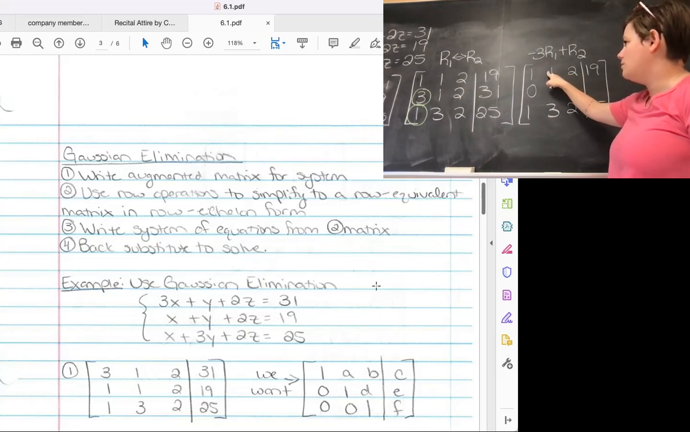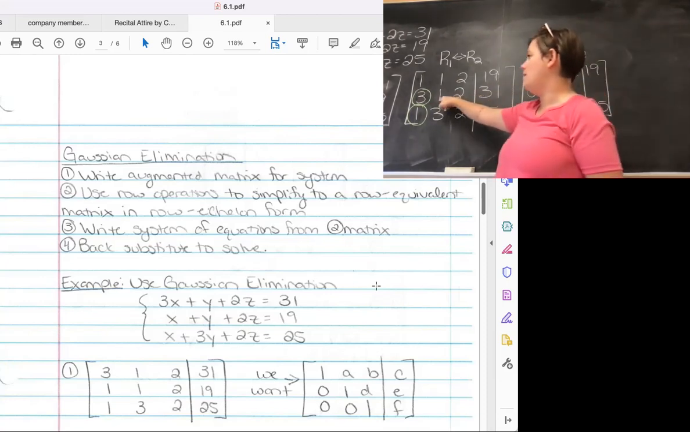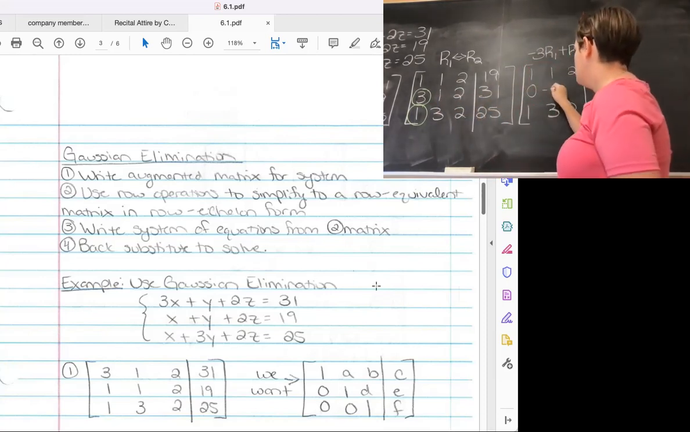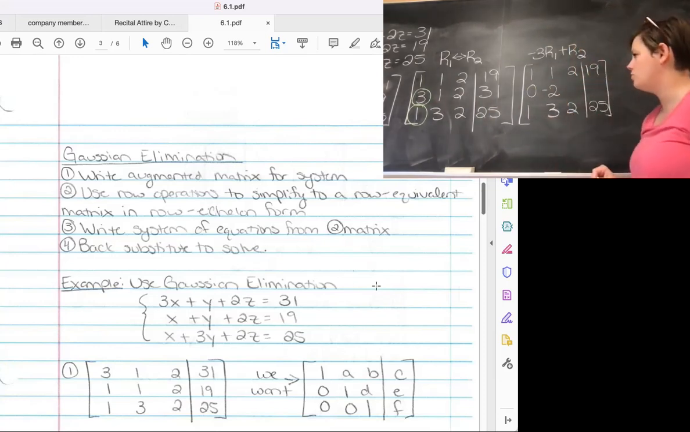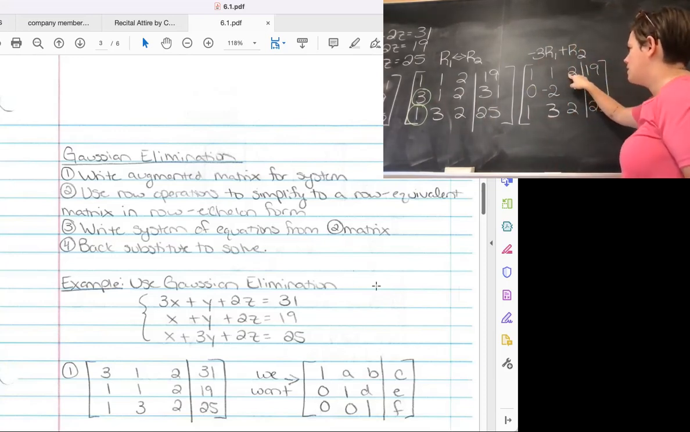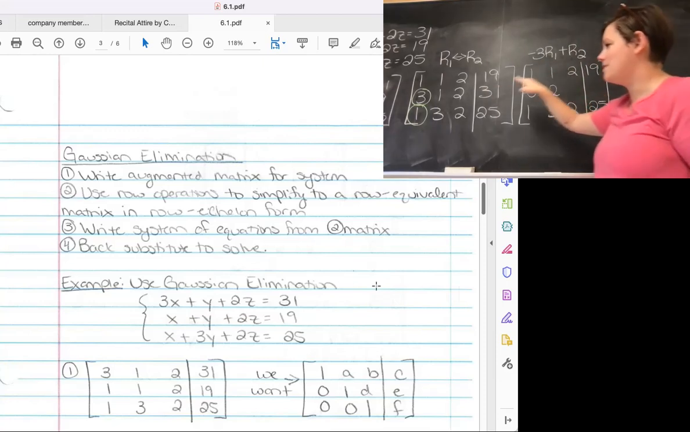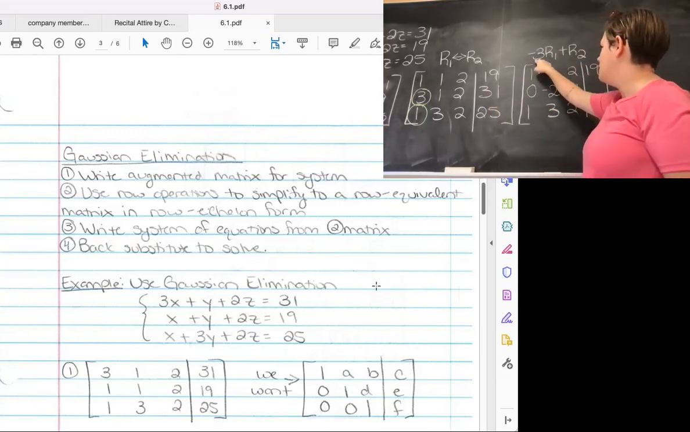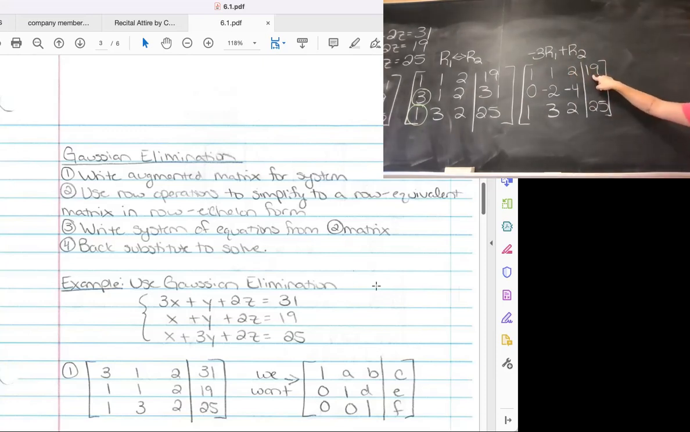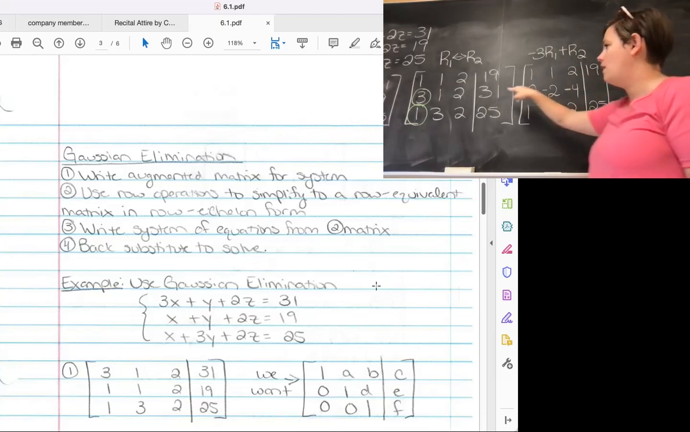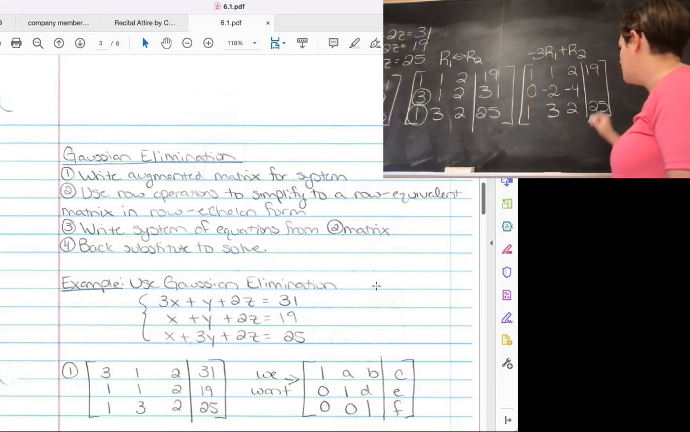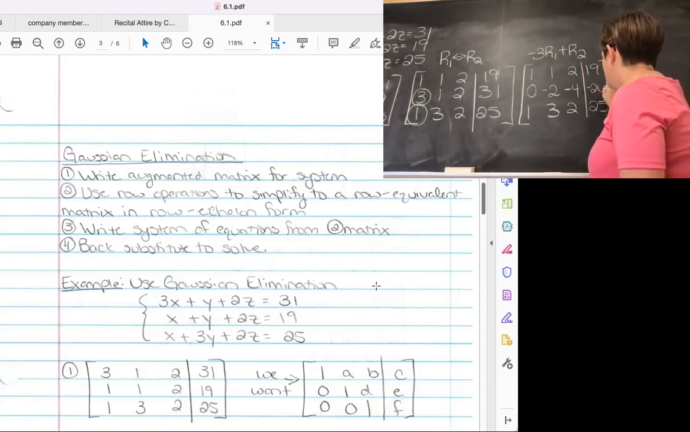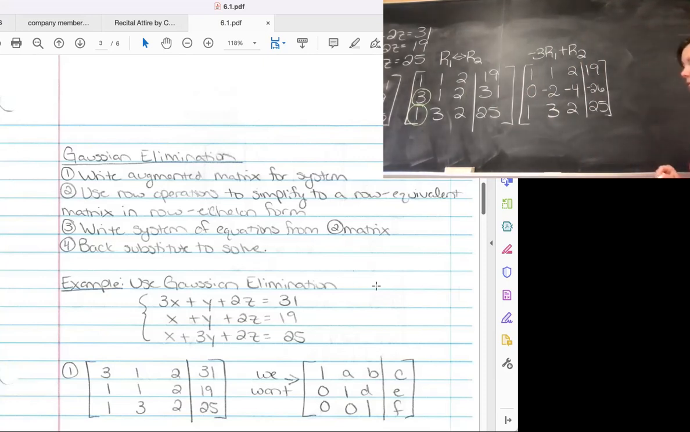-3 times 1 is -3. Adding that to +1 will give me a -2. -3 times 2 is a -6. Plus 2 will give me a -4. -3 times 19 is a -57. Add to that a +31, and I get a -26.